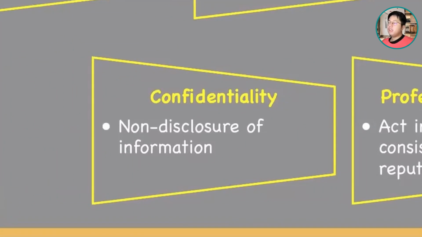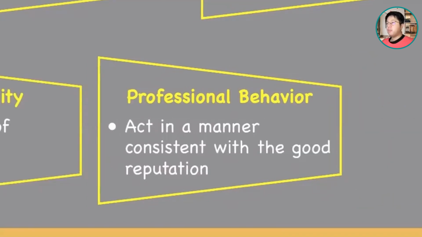For confidentiality, a professional accountant should respect the confidentiality of information acquired during the course of performing professional services and not disclose any such information without proper and specific authority, unless there is a legal or professional right or duty to disclose. And lastly, professional behavior. A professional accountant should act in a manner consistent with the good reputation of the profession and refrain from any conduct which might bring discredit to the profession.